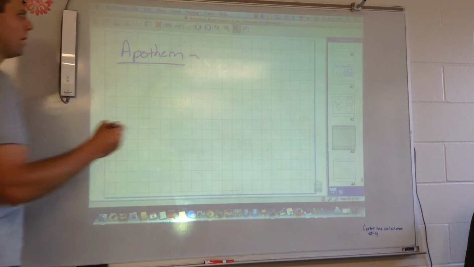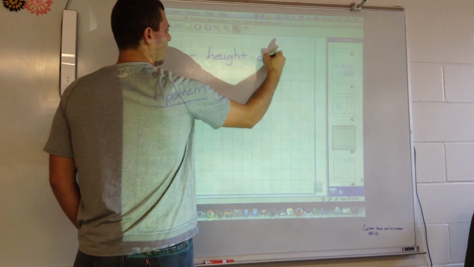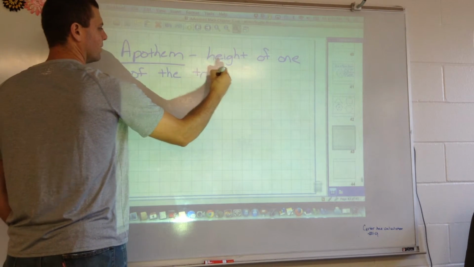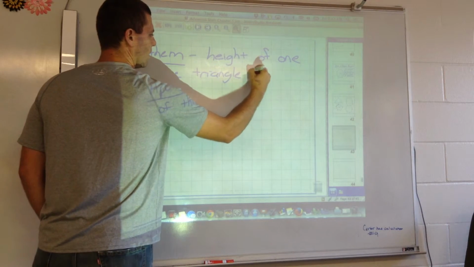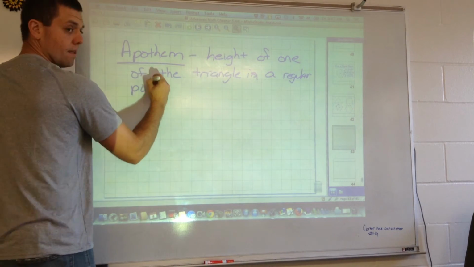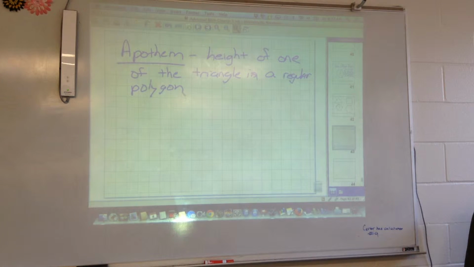But an apothem, all this is the height of one of the triangles in a regular polygon. So when you see the word apothem in the assignment, it's just referring to the height of one of the triangles in that regular polygon. That's all it's referring to. But that's going to be helpful, right?